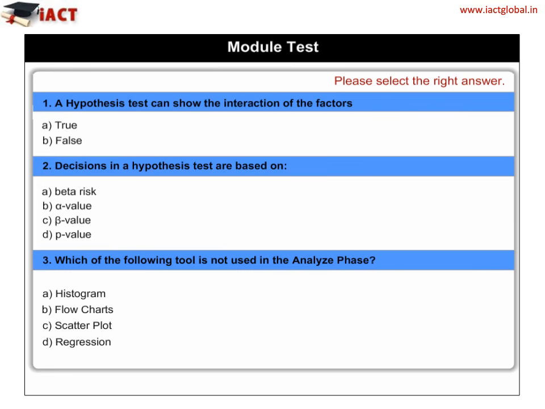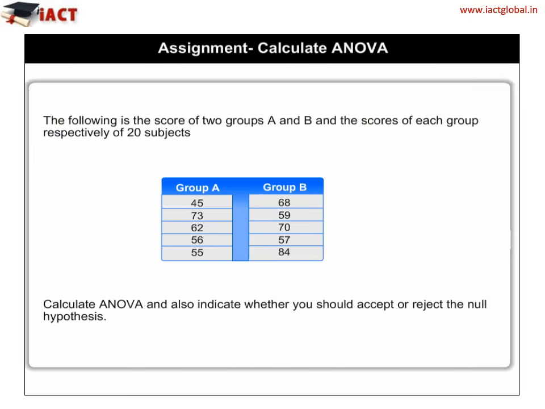Module test. A hypothesis test can show the interaction of the factors. A. True, B. False. Decisions in a hypothesis test are based on A. P-value, B. Beta risk, C. Alpha value, D. Beta value. Which of the following tools is not used in the analyze phase? A. Histogram, B. Scatter plot, C. Flowcharts, D. Regression.